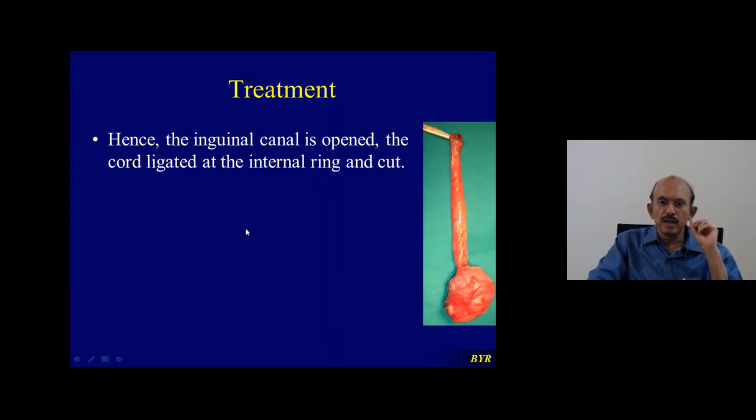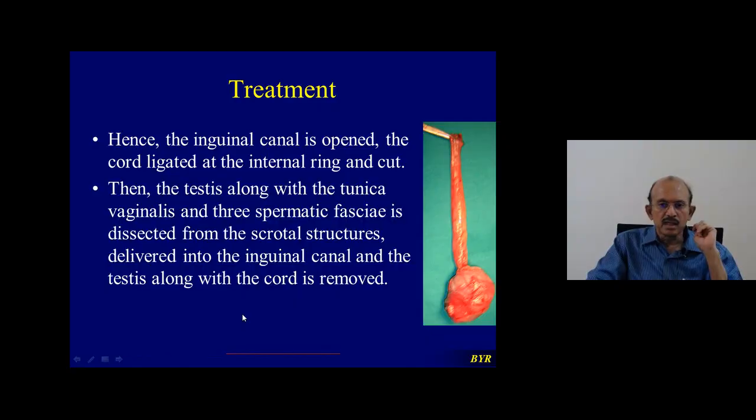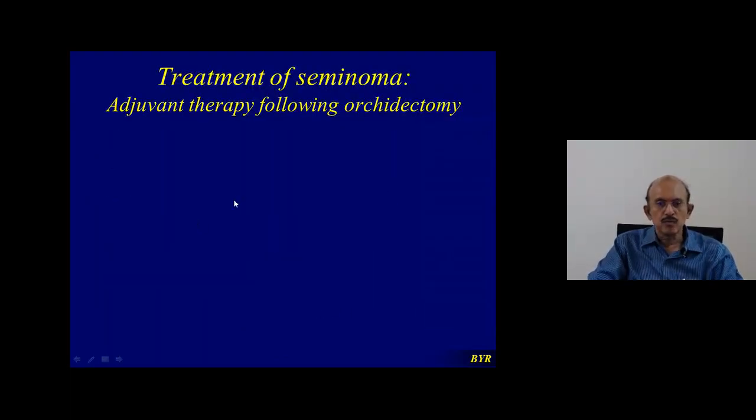Inguinal canal open, cord ligated at the internal ring and cut. Then the testis along with the tunica vaginalis and three spermatic fascia is dissected from the scrotal structures, delivered into the inguinal canal, and the testis along with the cord is removed. After the removal of the testis, you send it for histopathological examination.